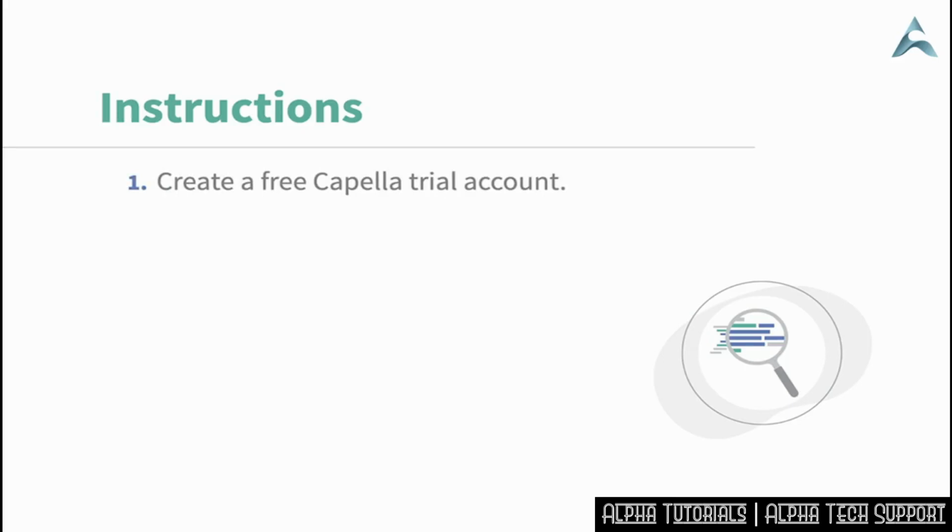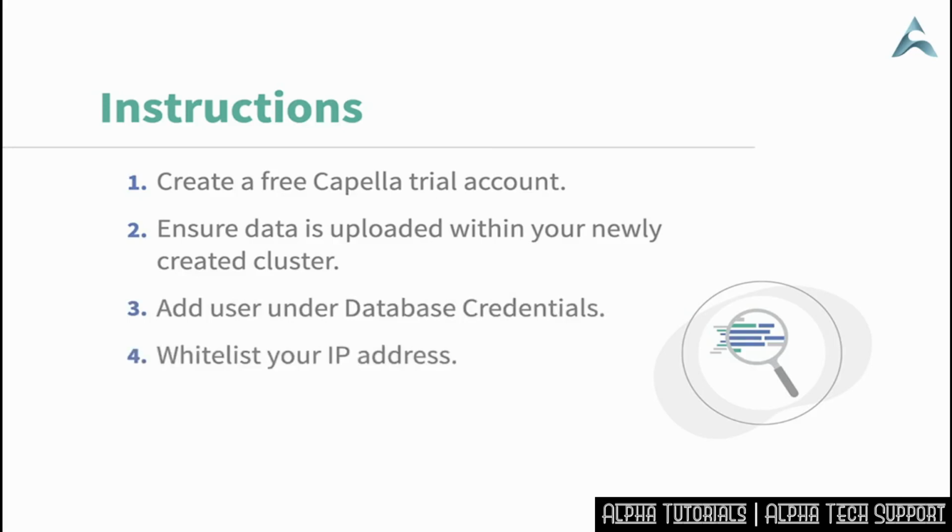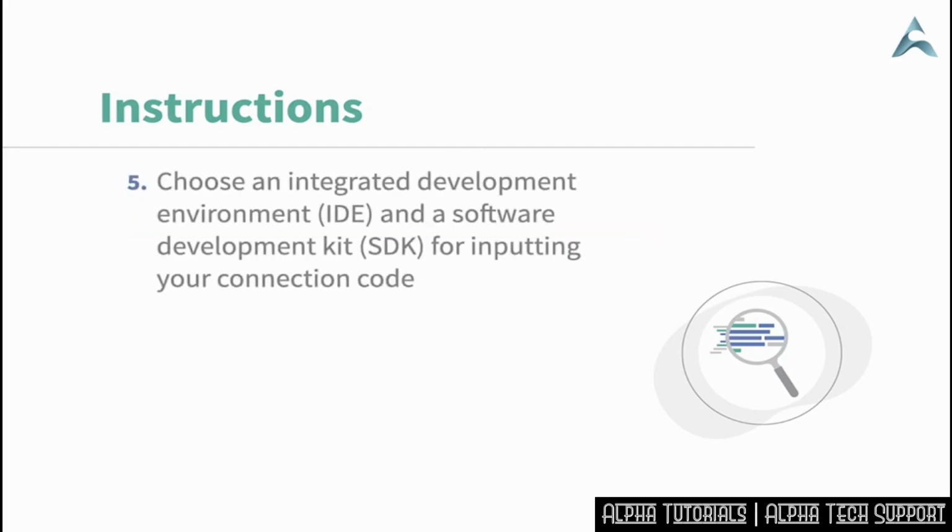This may take a few minutes. Second, view the data that is automatically loaded into that cluster, or, if you prefer, import your own data to work with. Third, add a user under the Database Credentials area of the Cluster Connect menu. Fourth, whitelist your IP address to allow your application to connect to the Couchbase cluster.